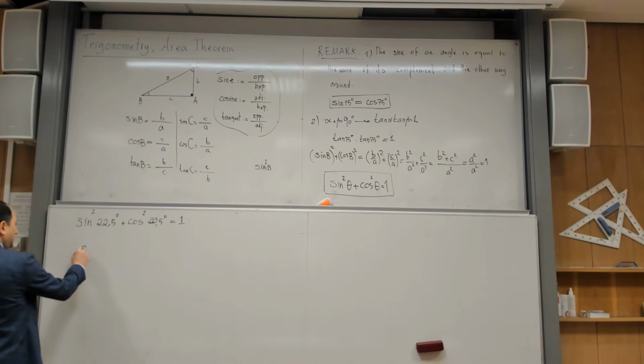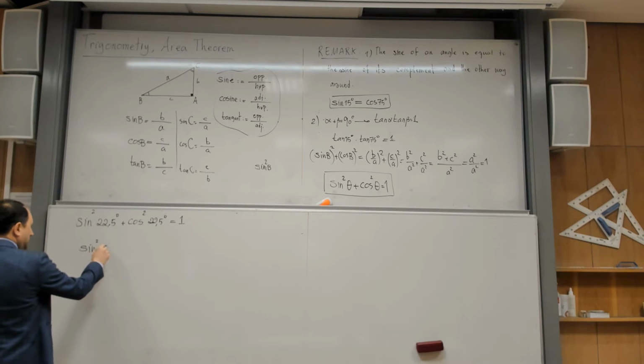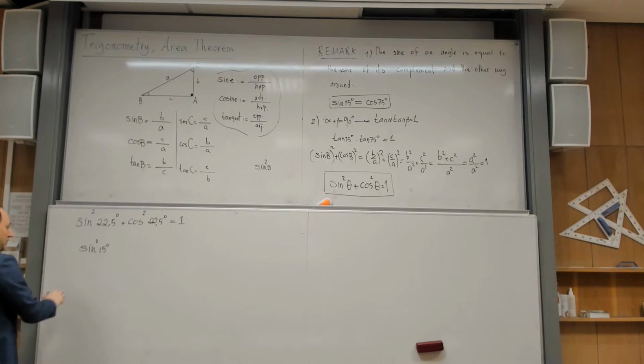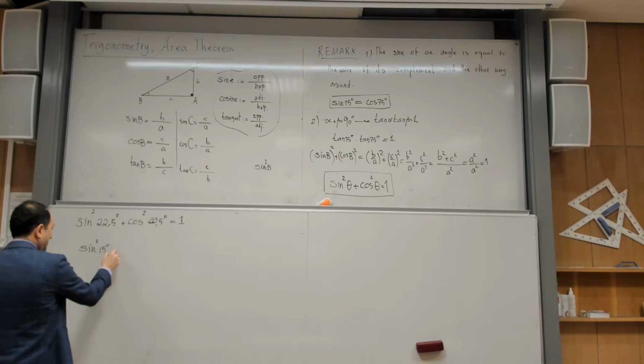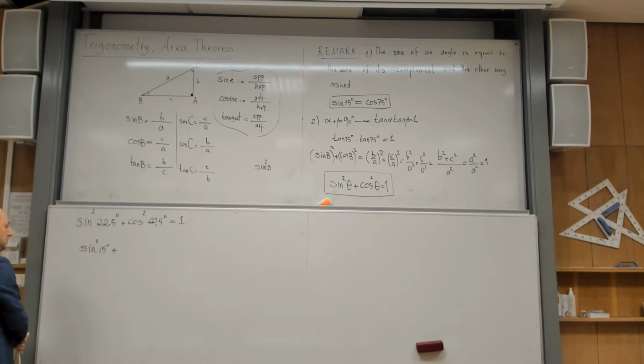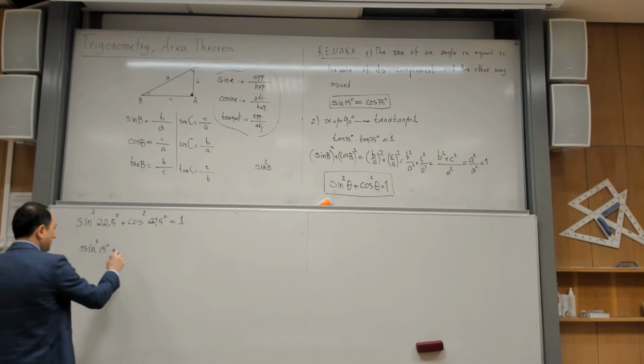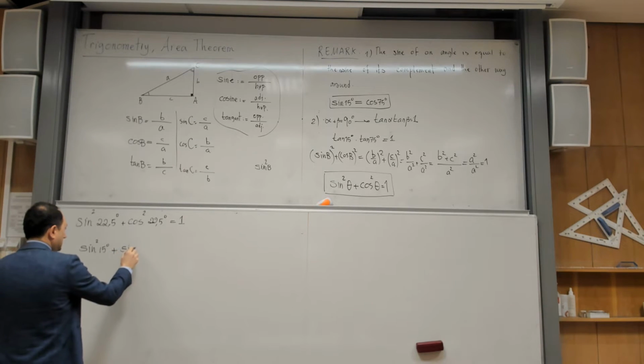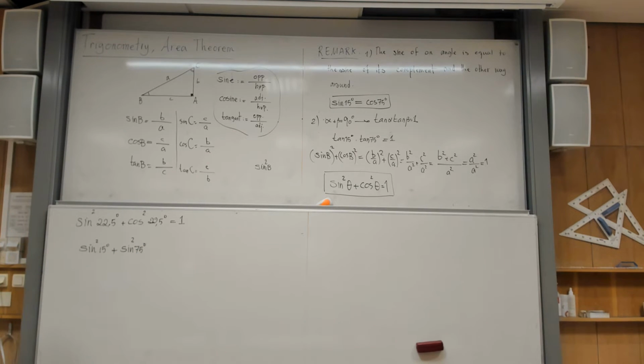So what's your opinion about this? Sine squared 15 degrees. The way I read it is wrong. I have to read it sine 15 squared, not sine squared 15. Okay, but sometimes I do it. So sine 15 squared plus sine 75 squared. Can you calculate this without a calculator? This time I have chosen both of them sines. What is your opinion about this?